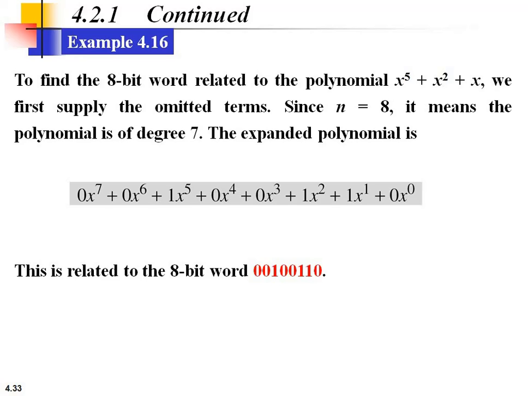Then in order to find the 8-bit word related to a polynomial, x to the power 5 plus x square plus x, that can again be done very easily. What we need to do is write all the powers of x starting from x to the power 7 to x to the power 0. Then we see that the coefficients are 1 for x to the power 5, x square and x, so we write the coefficient 1 here, here and here, and the rest of the coefficients we put as 0. In this manner we get our final 8-bit word as 00100110. This is our 8-bit word. So we just have to reverse the process to get the 8-bit word.